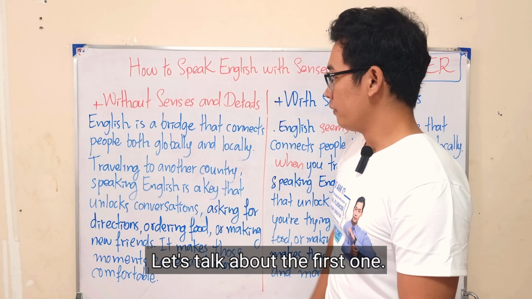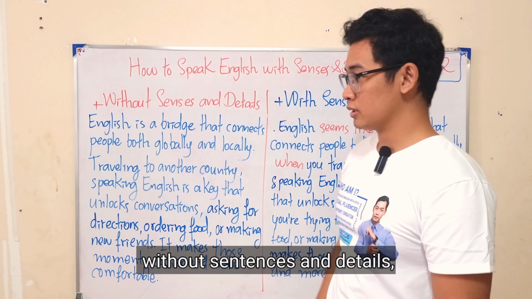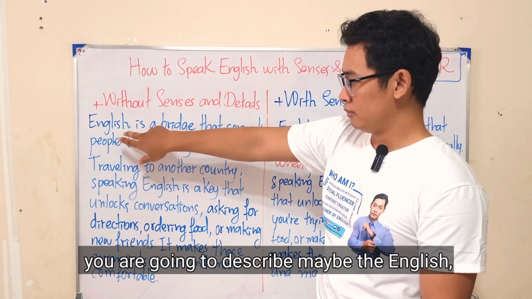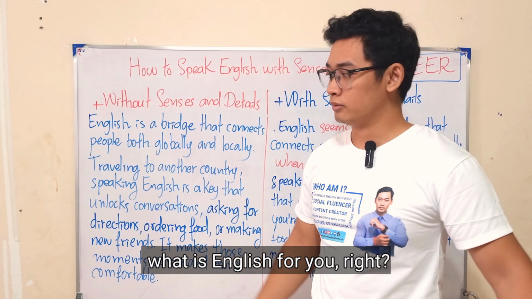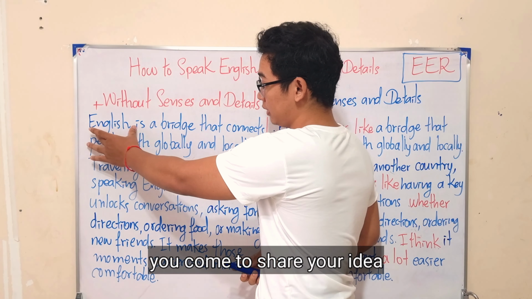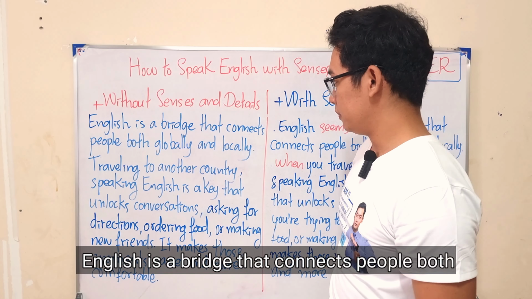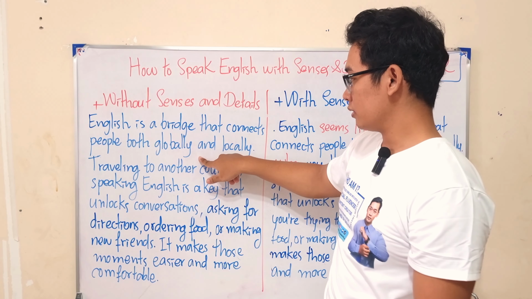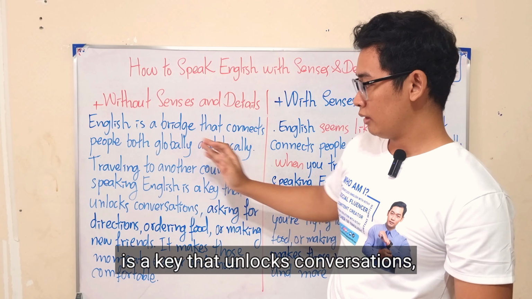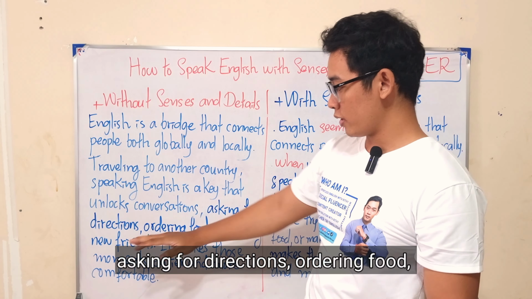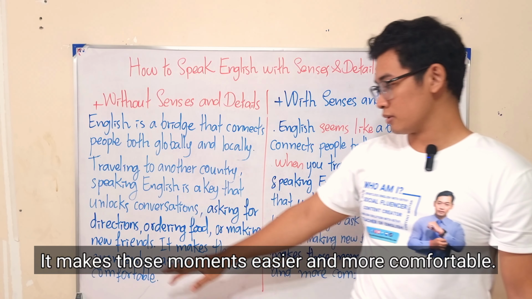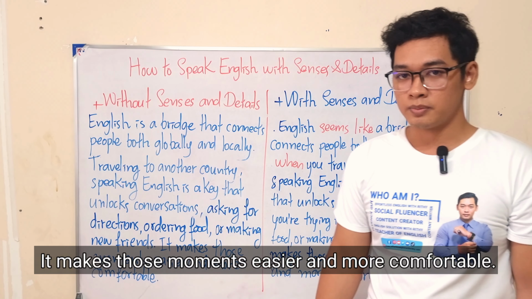Let's talk about the first one, without senses and details. When you imagine that you have a topic, or you are going to describe, maybe, what is English for you, you personally have your own idea, and you come to share it, just like that. English is a bridge that connects people both globally and locally, right? Traveling to another country, speaking English is a key that unlocks conversations, asking for directions, ordering food, or making new friends. It makes those moments easier and more comfortable.